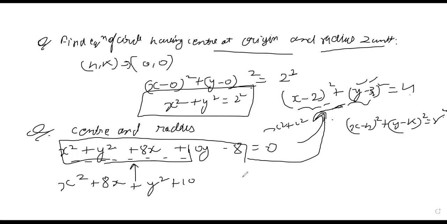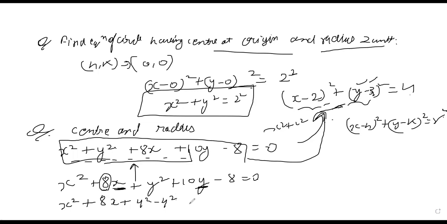Minus 8 equals 0. So what we do is, see, what is the coefficient of x here? The coefficient of x is 8. And in case of y, what is the coefficient of y? 10. So what we do here is write x square plus 8x, then halve the value of 8. What will be half of 8? 4. So now add 4 square and subtract 4 square. Will it affect this equation or not?